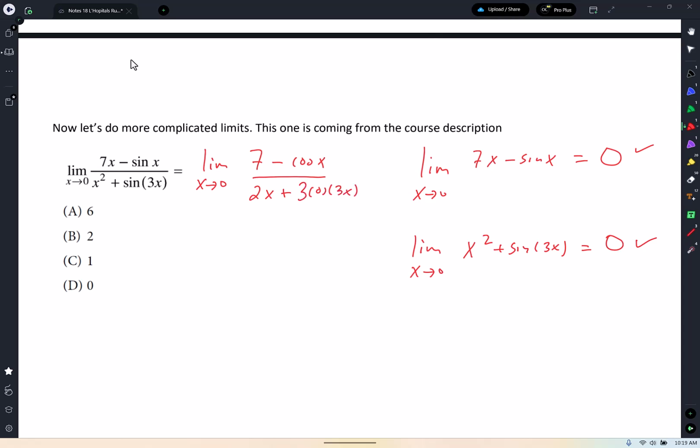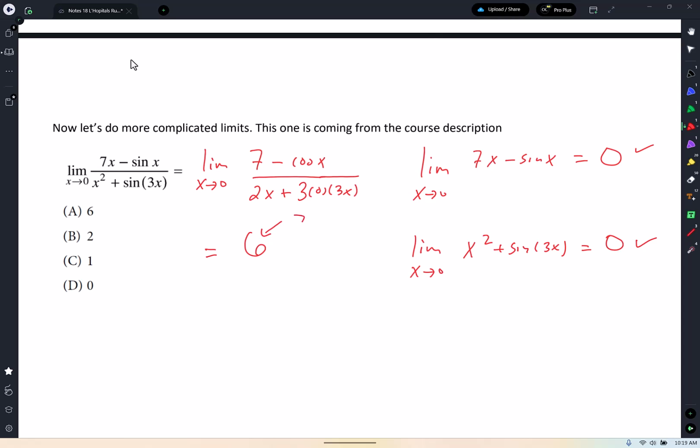Cosine 3x times 3. Have I lost anyone? Let's do direct substitution and see if we get an answer. And we do. I'm going to put an equal sign. Cosine of 0 is 1. 7 minus 1 is 6.